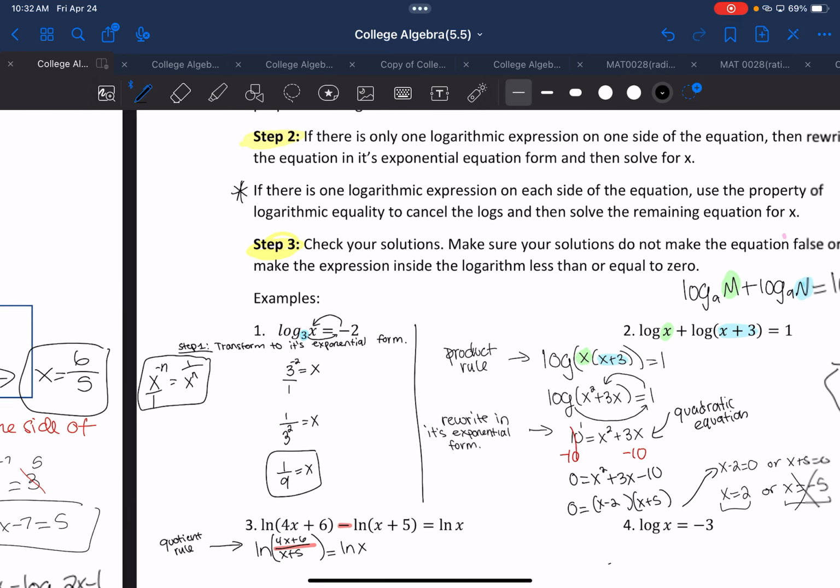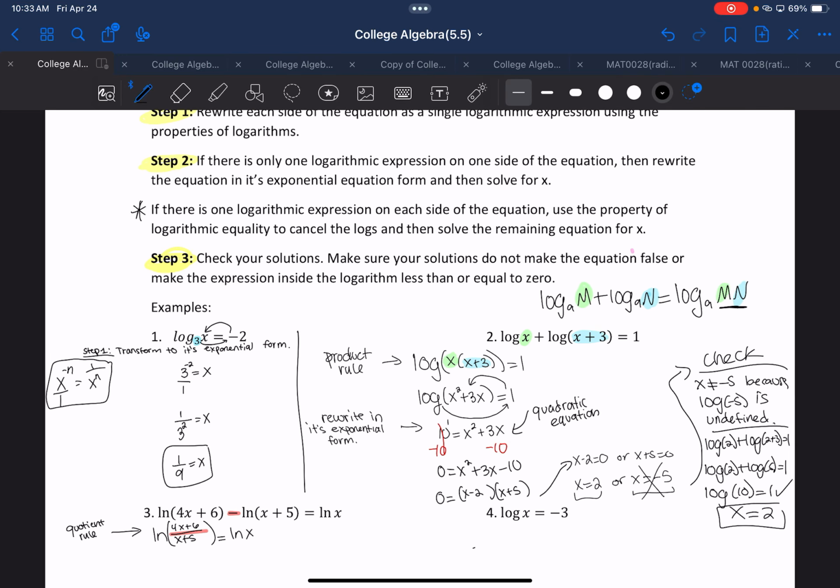Because for step 2, it says if there's only one logarithmic expression on one side, then you can rewrite it in its exponential form like we did with 1 and 2. But if there is one logarithmic expression on each side of the equation, like we have here at number 3, then I can use that property of the logarithmic equality and just cancel the logs or the ln's and set what's inside equal to each other.